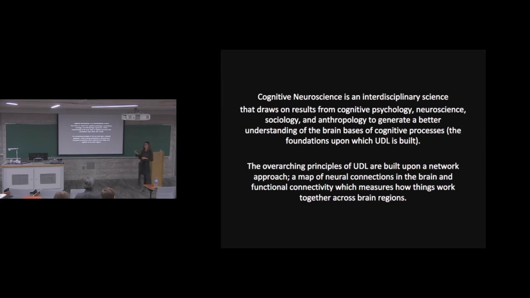So cognitive neuroscience is interdisciplinary. It's a really new discipline. It gets its underpinnings from cognitive psychology, sociology, anthropology. And the field is designed to really look at what's happening in the brain and how that can be applied to education or other fields.